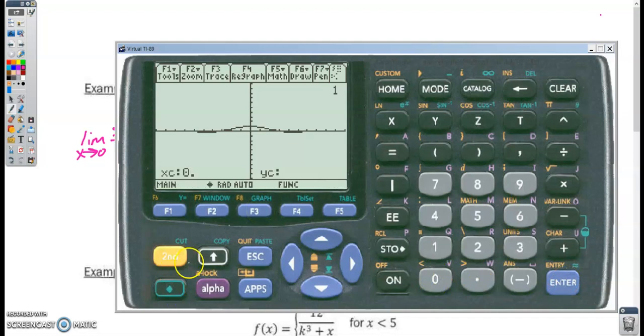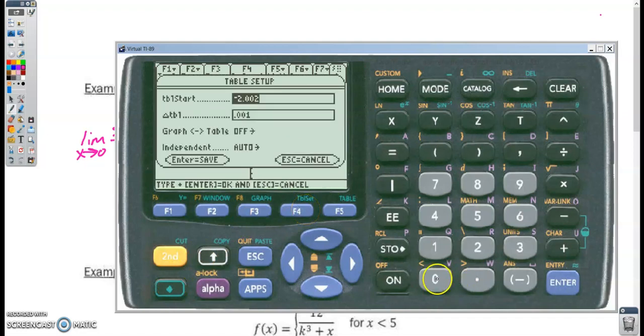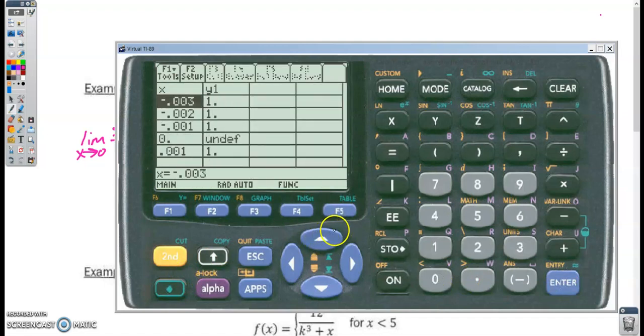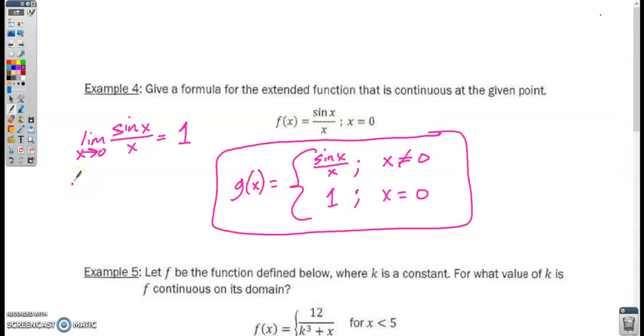Okay, but if we look at the limit of this as x approaches 0, we can look at the table. As x approaches 0 from both sides, these values are getting closer and closer to 1. In fact, they're so close to 1 that they're rounding to 1 for several steps before we get to 0. And so we want to fill in the hole with a value of 1 because that's the value of the limit, and then the limit and the function value are the same, which makes this function continuous.